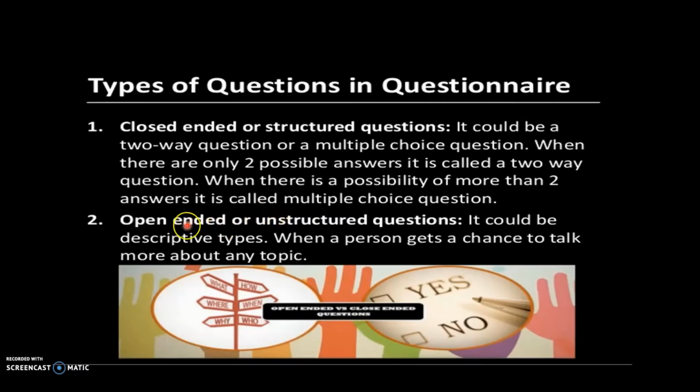Then next one, open-ended or unstructured question. Open-ended questions allow for more individualized responses, but they are difficult to interpret and hard to score since there are a lot of variations in the responses. So open-ended or unstructured questions, it could be a descriptive type when a person gets a chance to talk more about any topic.